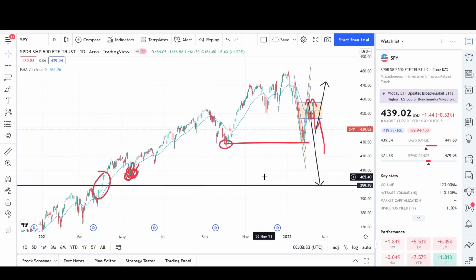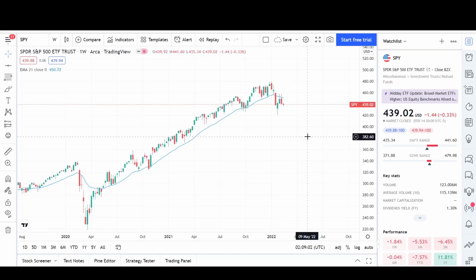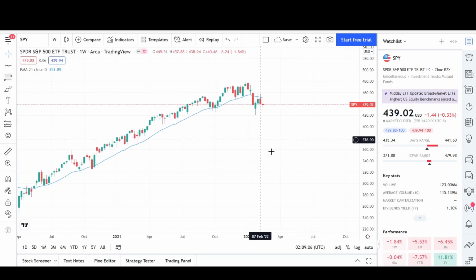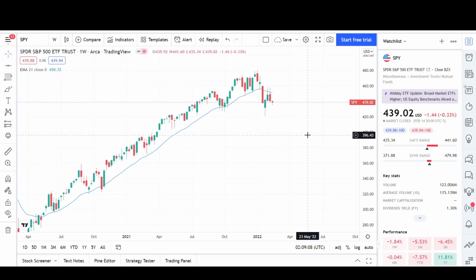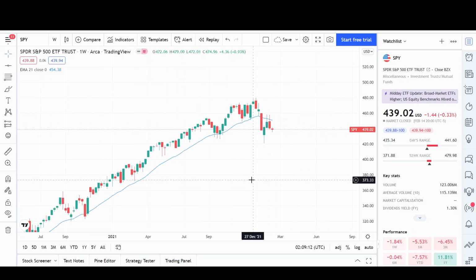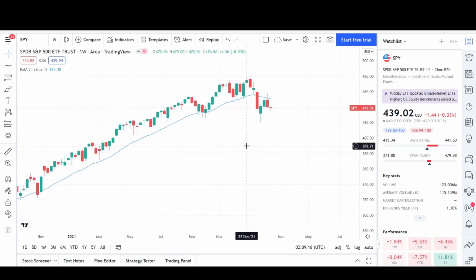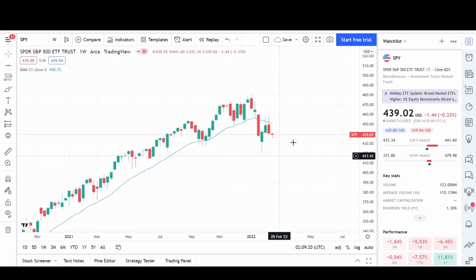But other than that, let's take a look at the longer term pattern on the weekly chart. So here's the weekly chart for the Spider S&P 500 ETF Trust. The weekly chart just shows you the bigger picture. The daily chart can show me the same thing, but I would need to zoom out a lot and the candle bars would look really small. So the weekly chart just minimizes the candle bars.